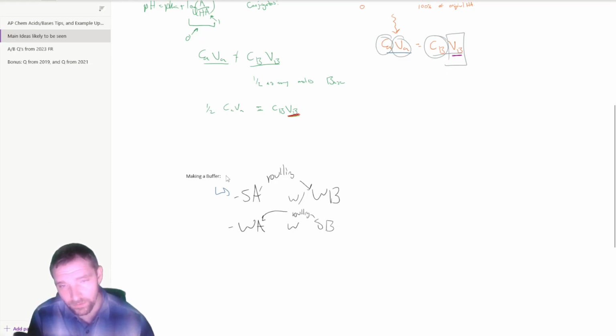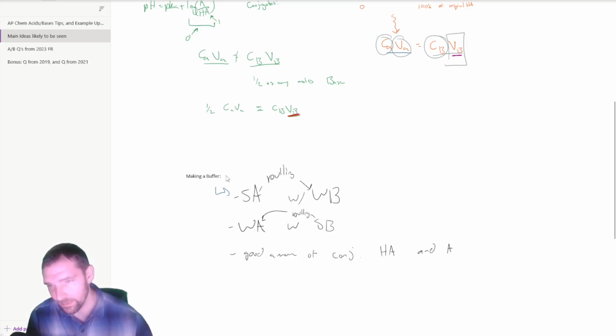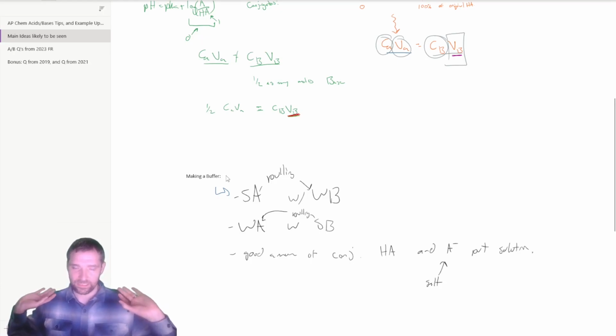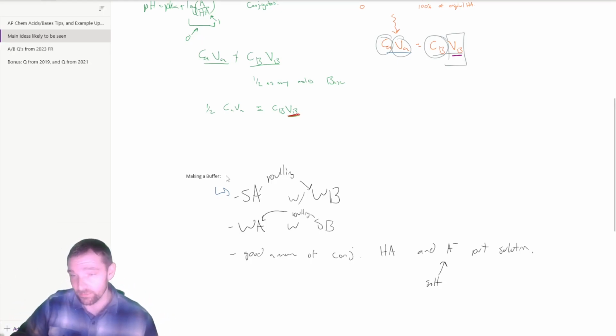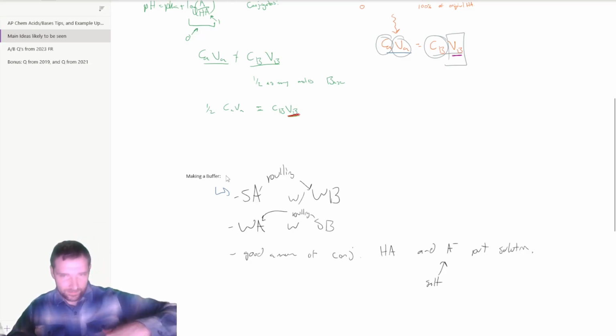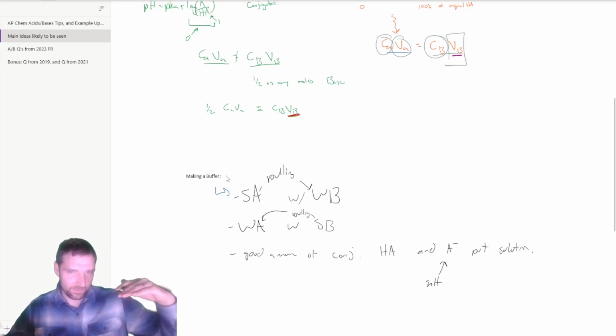Or maybe you just have a good amount of conjugates. So you might do that if you have some HA and A minus put into solution, usually with some sort of salt. One will be the acid and one will be the base, and you're putting in equal moles of these two things. So that's very different.